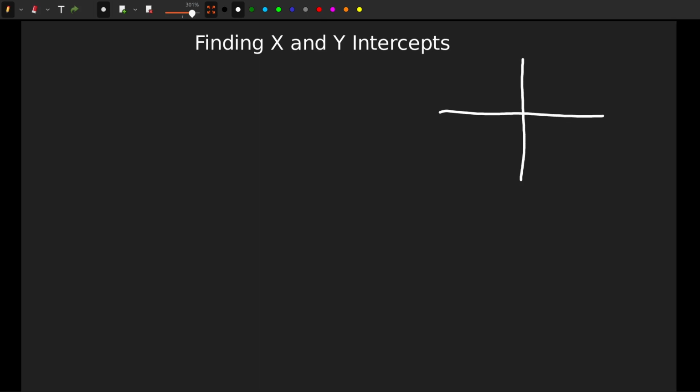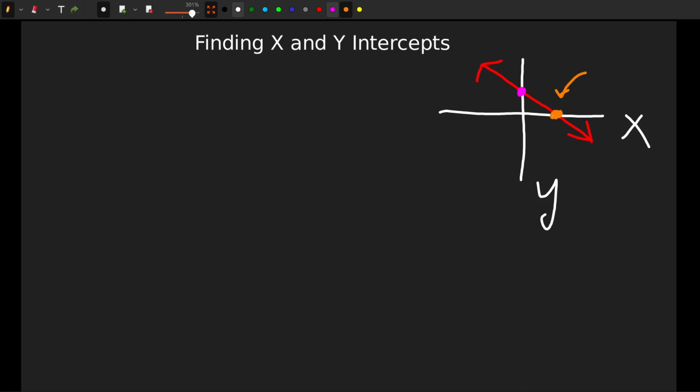If I have my coordinate plane here, and I have a red linear function like this, my x-intercept is located here along the x-axis. And then conversely, my y-intercept in pink will be located here. Okay, so to solve for the x-intercept, which is in orange, we need to set y to be 0.